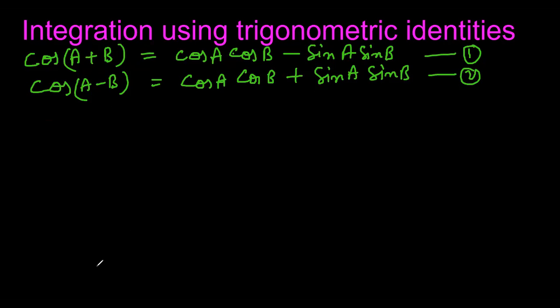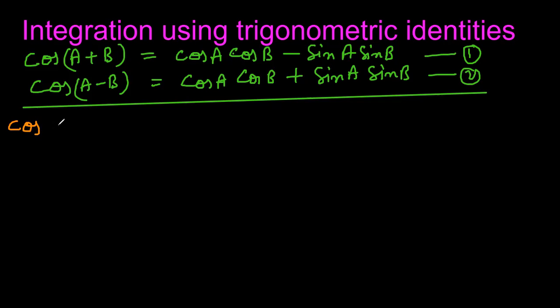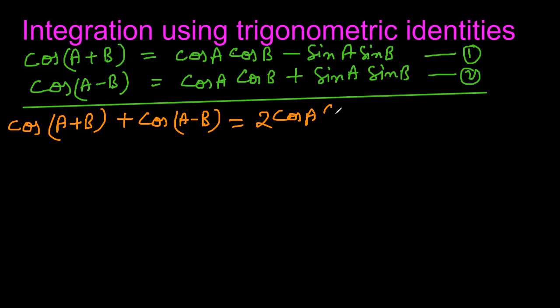Well, adding and subtracting, just like the previous case, we are going to add and subtract. Adding, we are getting cos of A plus B plus cos of A minus B. This will also be used quite often in integration. Yes, we are simply adding these two formulae. So we can easily see these two are getting cancelled, being opposite sign, and we are getting 2 cos A cos B. Let's say this is formula number 3.